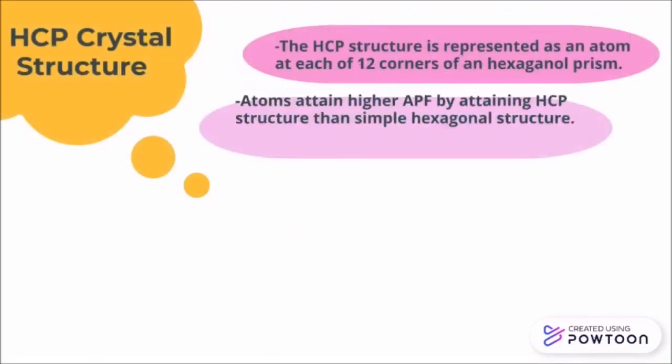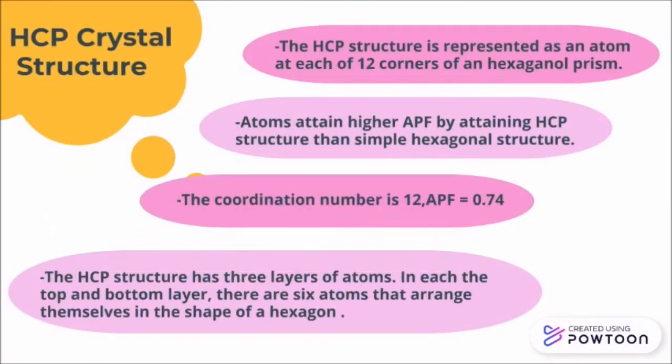HCP crystal structure. The HCP structure is represented as an atom at each of 12 corners of a hexagonal prism. Atoms attain higher APF by attaining HCP structure than simple hexagonal structure. The coordination number is 12, so the APF of HCP is equal to 0.74. The HCP structure has 3 layers of atoms. In each of the top and bottom layers, there are 6 atoms that arrange themselves in the shape of a hexagon.